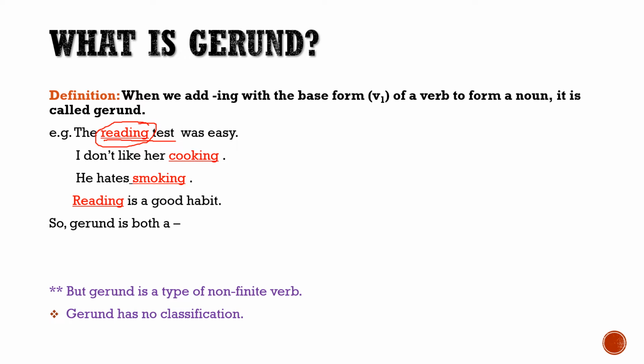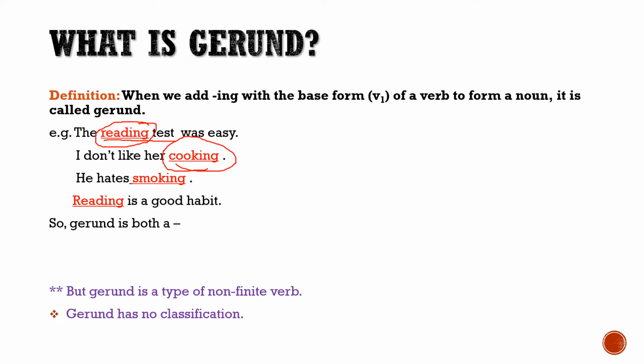You know that we can use noun or pronoun as subject, right? The second example: I don't like her cooking. I don't like her cooking. Again, notice this word, cooking. We have added ing with the base form of the verb cook, and thus it has become a noun here, and it is a gerund, right?